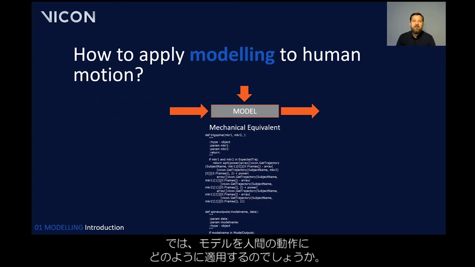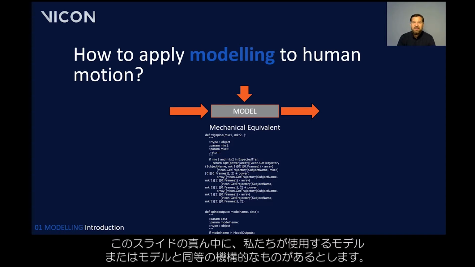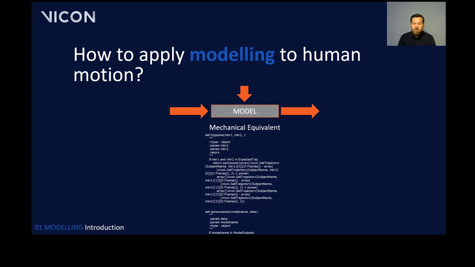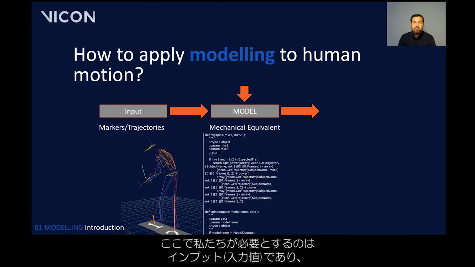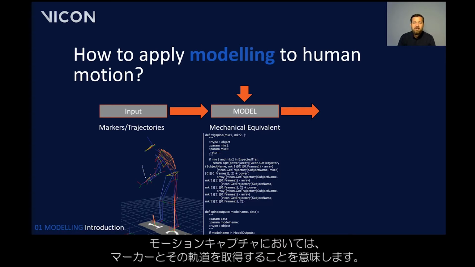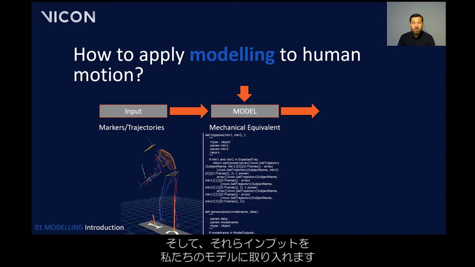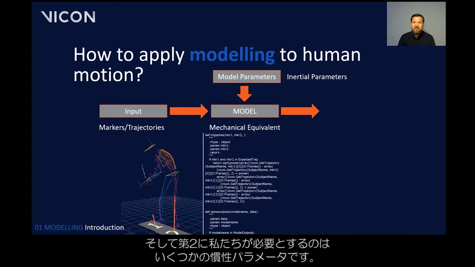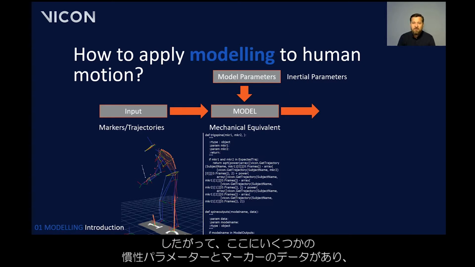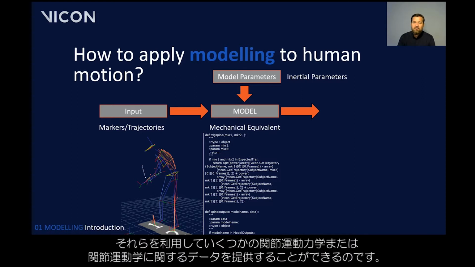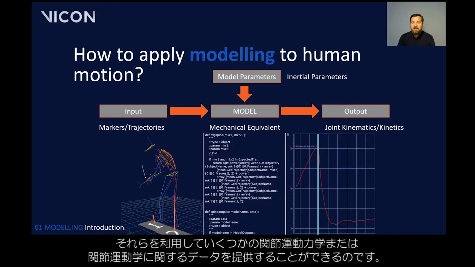So how do we apply our model to human motion? In the middle of this slide, you can see that we have our model, or a mechanical equivalent to a model. What we do need is an input. And what we get from motion capture is markers and trajectories, and that can be fed into our model. And secondly, what we do need as well is some inertial parameters. So we have some inertial parameters and marker data, and then from that, the model can give us some joint kinematics or joint kinetics.